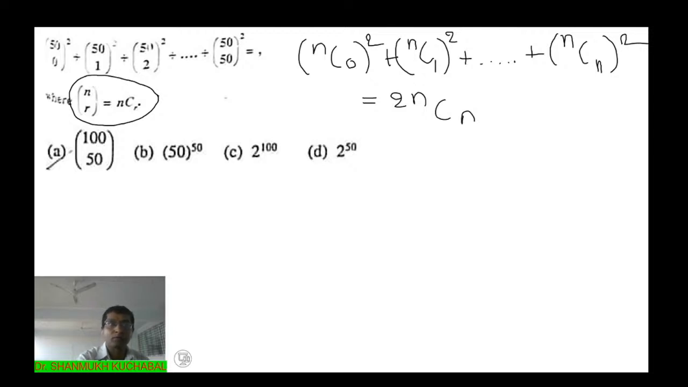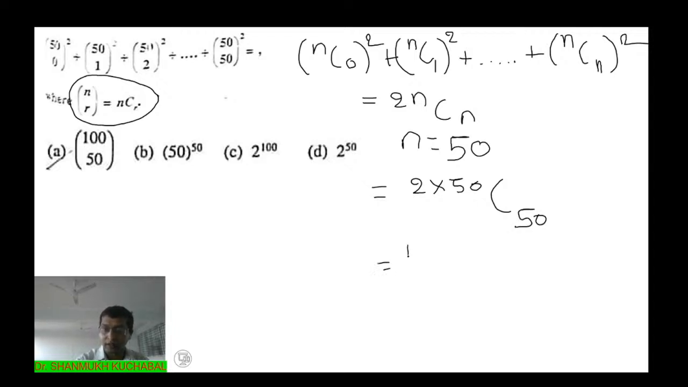So here we observe that n is 50. So in this given example, the value of n is 50. I will substitute over here. So we get 2 into 50 C 50. Okay, so 2 into 50, 100 C 50.